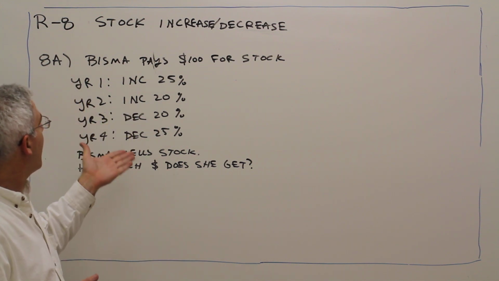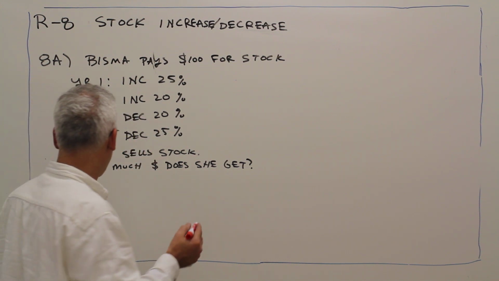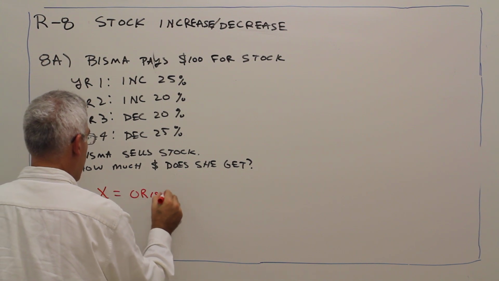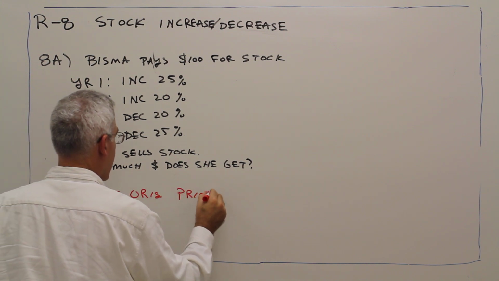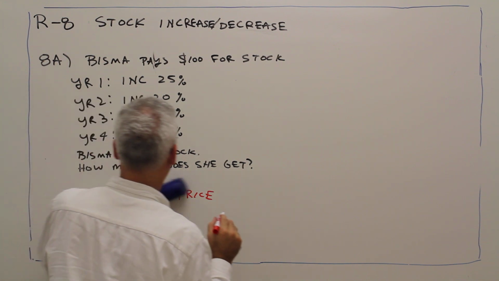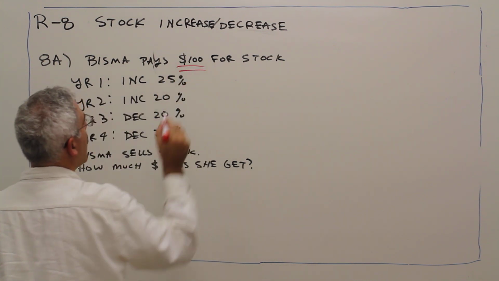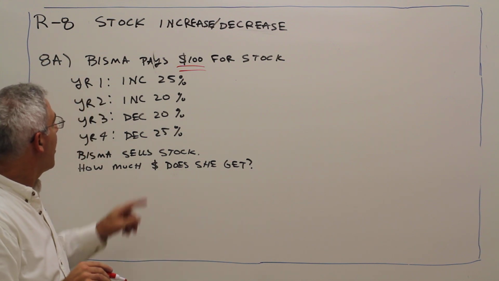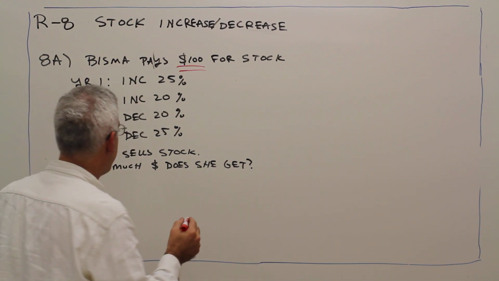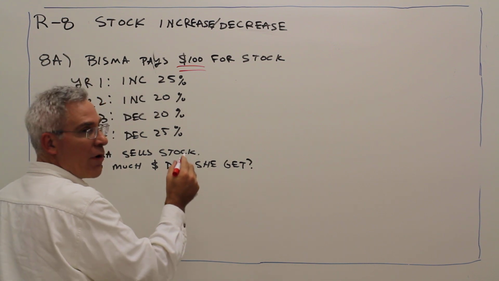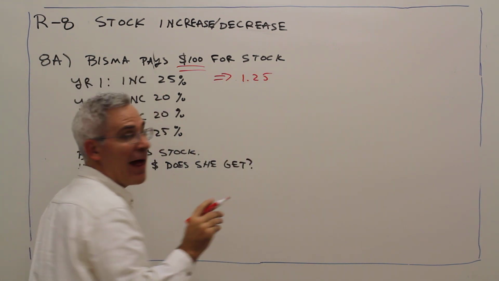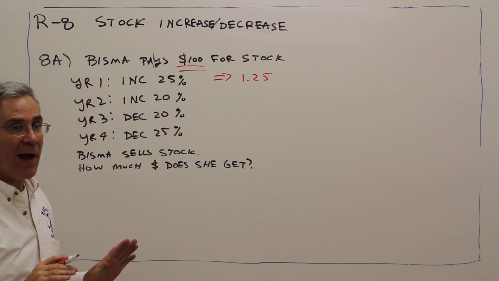All right, this is the way I do it. I'm going to say let X equal the original price. Oops, I won't even do that. It's $100. So $100 is the original price. I was doing it generally. All right, watch what I'm going to do. If we increase 25%, that's the equivalent to multiplying by 1.25.